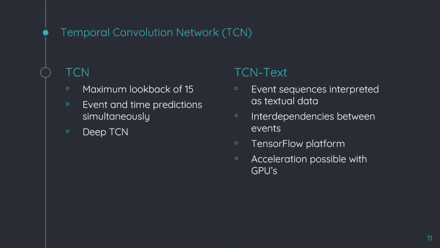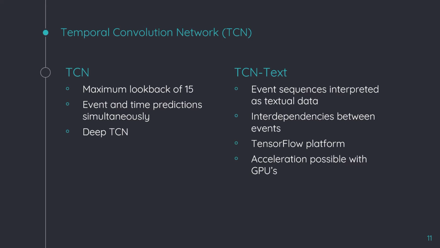A temporal convolution network is a modern technique based on dilated one-dimensional convolutions to model time dependency. A temporal convolution network, a TCN, is used to predict the next event as well as the next timestamp based on the maximum lookback of 15. The model is trained for event and time predictions simultaneously. A deep TCN, with more than 400,000 trainable parameters, is used, consisting of independent input and output for time and event data, as well as a combined sequence of layers in between.